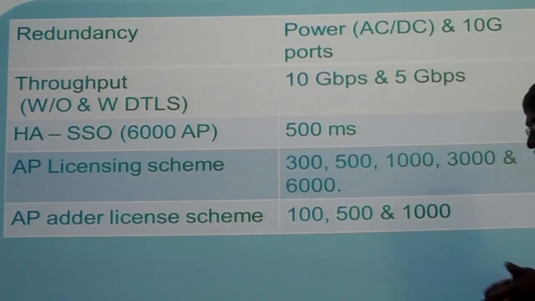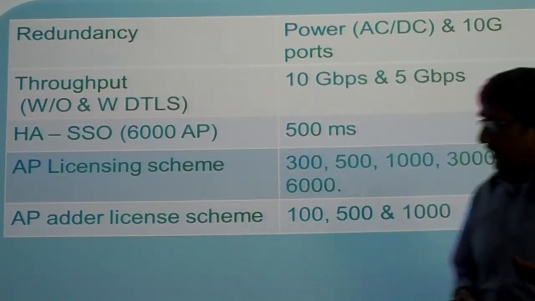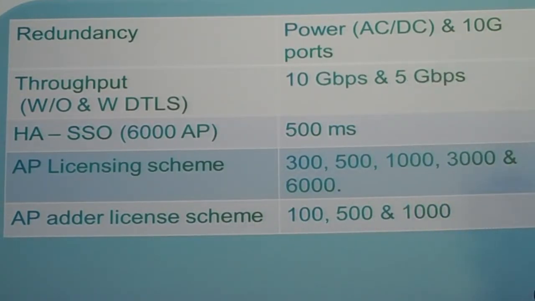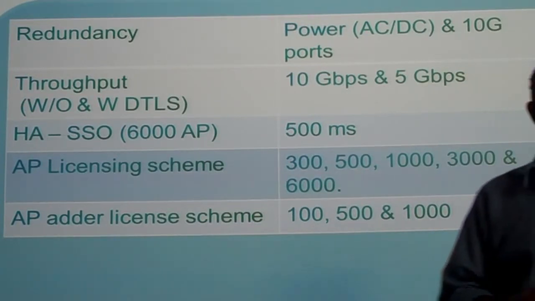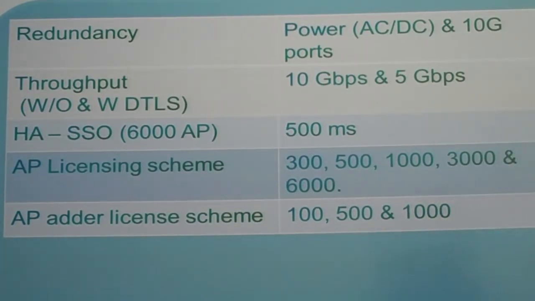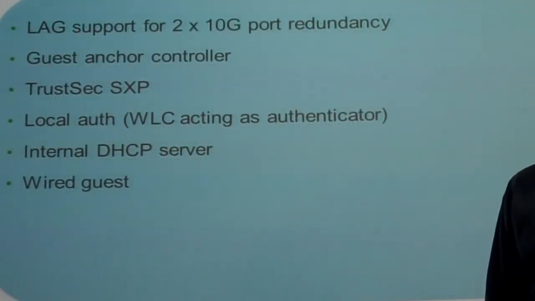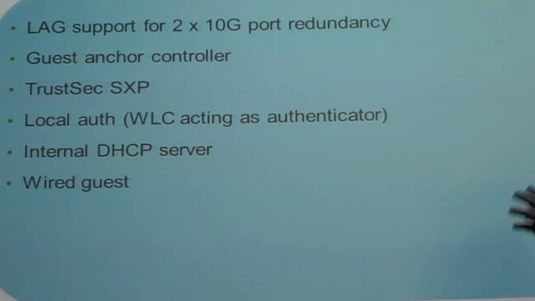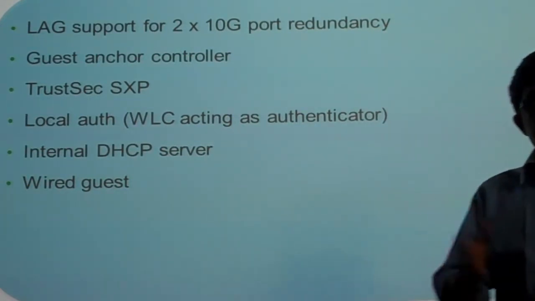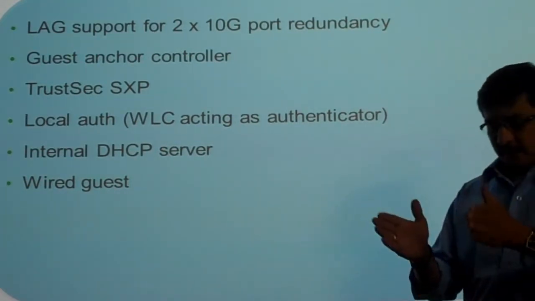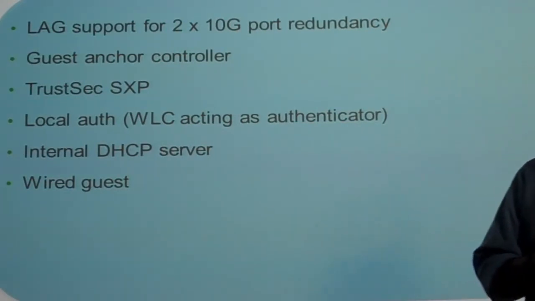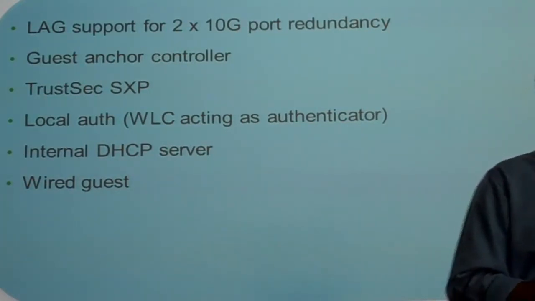The licensing scheme is, as you see over here, 300, 500, 1000, 3000 and 6000. The customer also has the option of an add-on license scheme. You can buy the bundle and install it with 100, 500, 1000. Continuing further, these are very key things. In the current 7.3 release, we do not support link aggregation. That means both 10 gig ports cannot be bundled together. They have to operate independently.